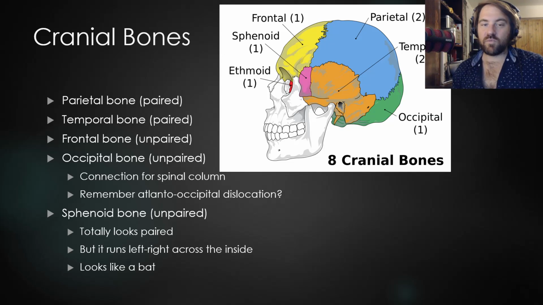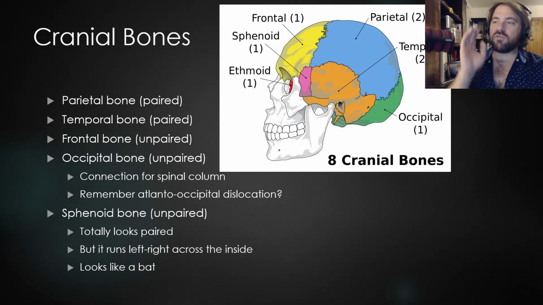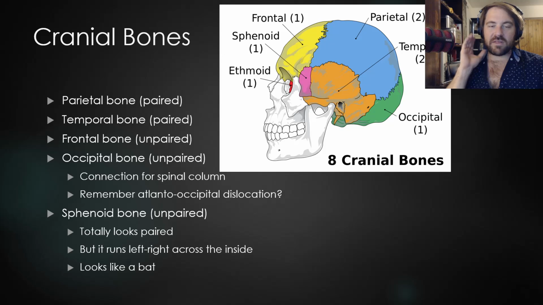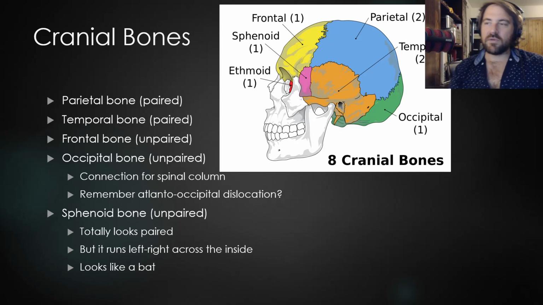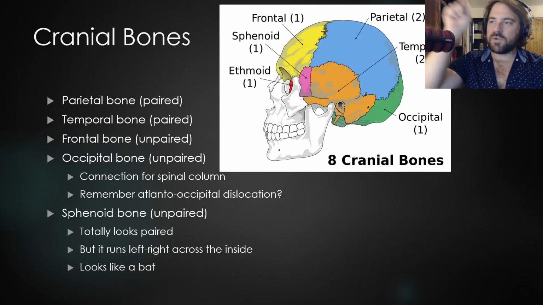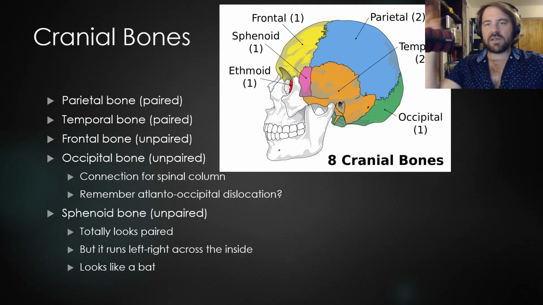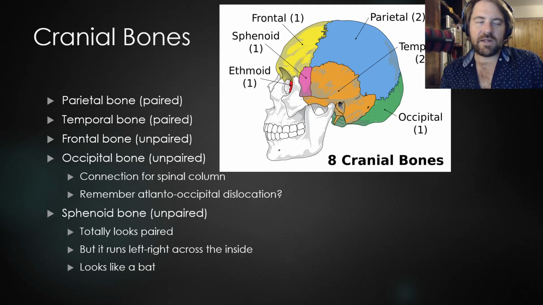Also, we can do another callback here. Remember the atlanto-occipital dislocation that we talked about. So the atlanto is the atlas. It's the C1, the first spinal bone, where we articulate the spine against the skull. And the occipital part of atlanto-occipital is this occipital bone. So now we're linking everything back together finally.